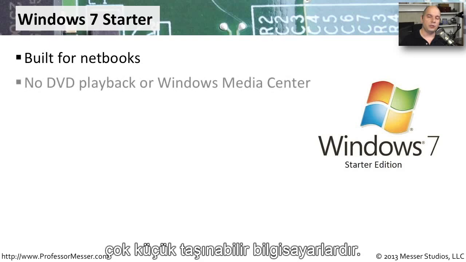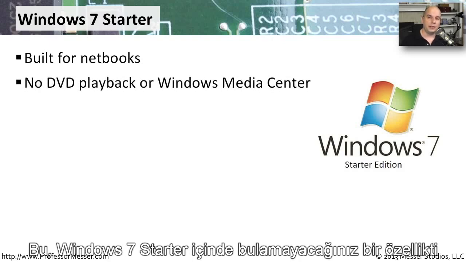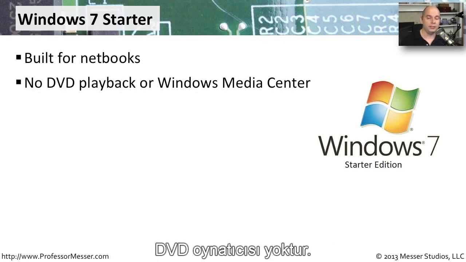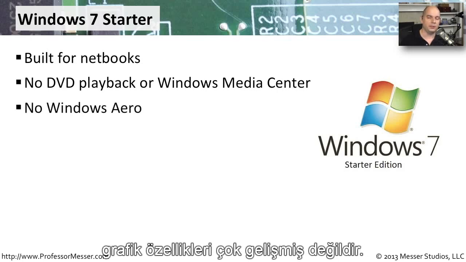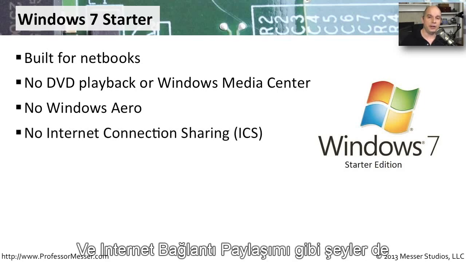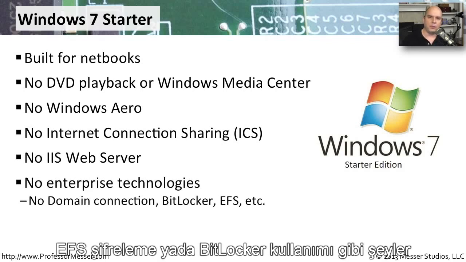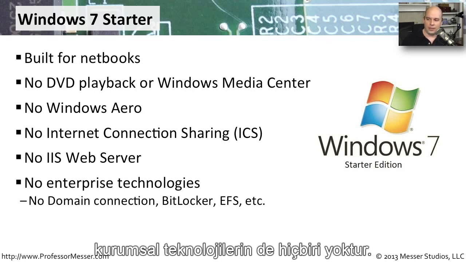high-end processors, so you generally don't see things like DVD playback, and that was a feature that you would not find in Windows 7 Starter because netbooks generally don't have DVD players inside of them. There's no Windows Aero because the graphics capabilities in those devices are not very advanced, and things like internet connection sharing would not apply either. There's no web server functionality in Windows 7 Starter, and certainly none of the enterprise technologies that you might need at work, like access to an active domain or things like using BitLocker or EFS encryption.